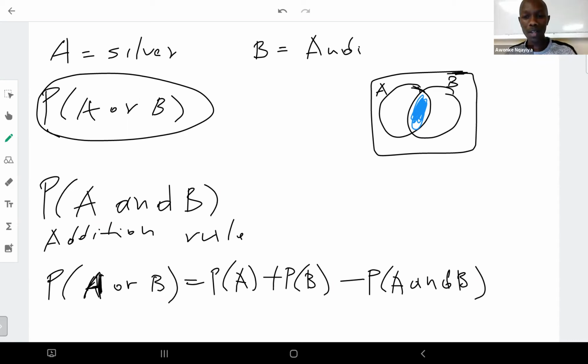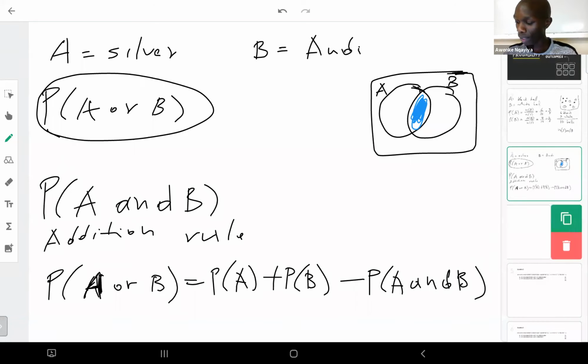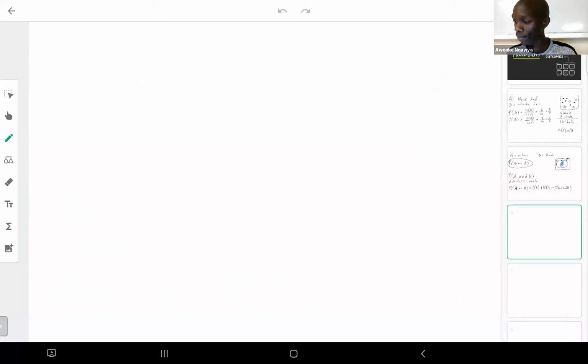You see, this addition rule can be adapted for several scenarios. For example, when we talk about mutually exclusive events, or when we talk about independent events, the addition rule looks different from one scenario to another. So that is what we are going to talk about now: the mutually exclusive events and what we call the independent events.